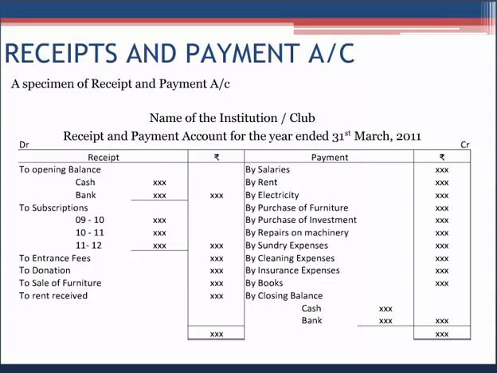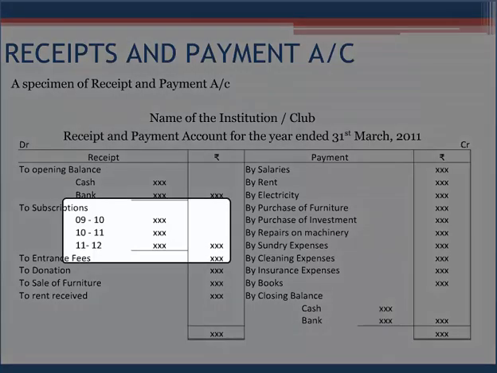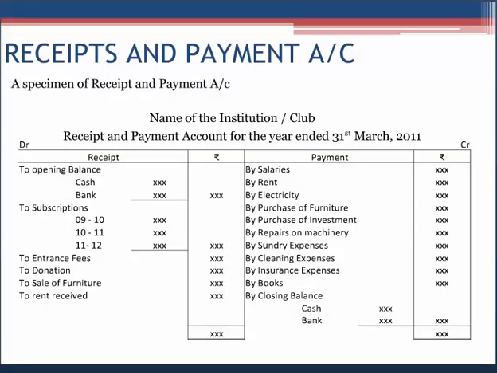Third thing, it records all receipts irrespective of the period to which it belongs. Check this out. We are talking about subscription. The current year was 10-11, but we have received subscription for 9-10, we have received it for 10-11, and we have received for 11-12. 9-10 is the last year, 10-11 is the current year, whereas 11-12 is the next year. So irrespective of the period to which it belongs, receipt and payment records all receipts and all payments.